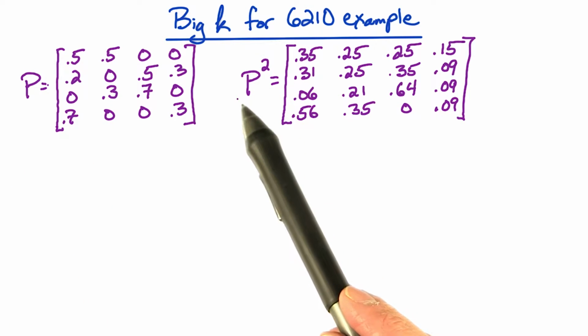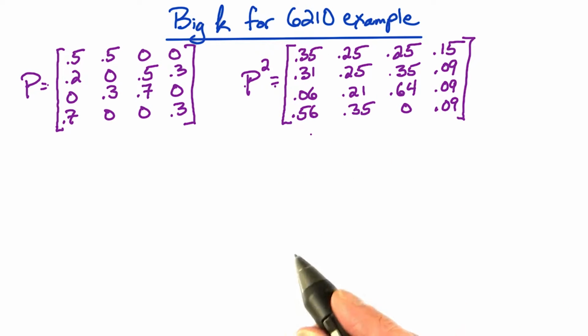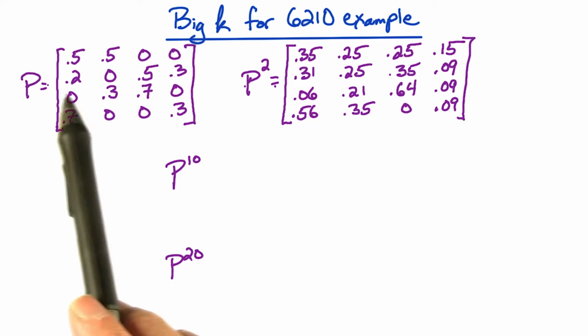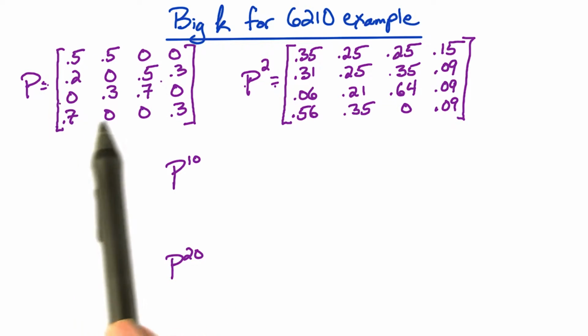Now once again, what we saw before, the square of this matrix. So P squared is this matrix. Now let's look at it for big K. So let's look at it for P to the 10 and P to the 20. Now actually, if you like to code, I would just code it up yourself. Take this matrix and look at powers of it for big K.